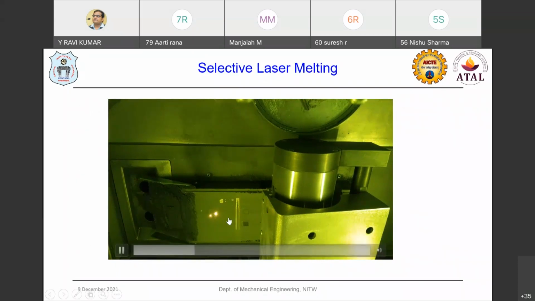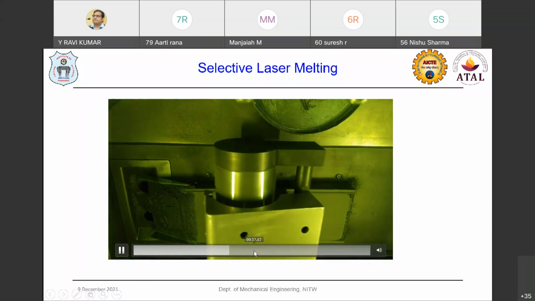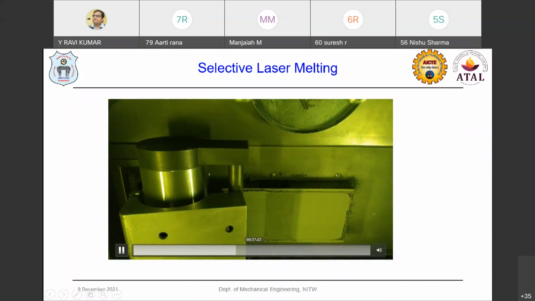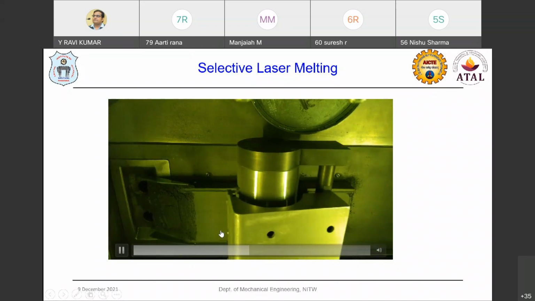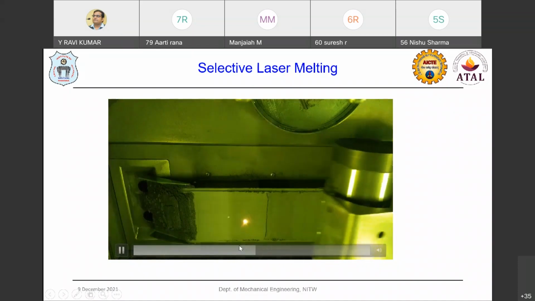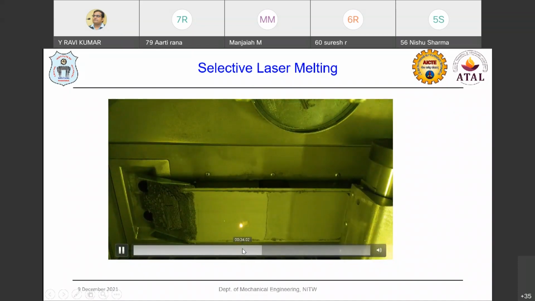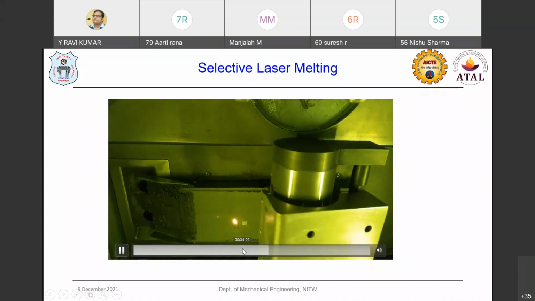There the laser melting is taking place. It's going to build, melting the materials of the single layer, and then again when the second roller passes, it's going to deposit the powder material onto the second layer. Again the laser is going to interact and fuse, melt the materials in the same tool path strategies, whatever we have given in the 3D CAD file.